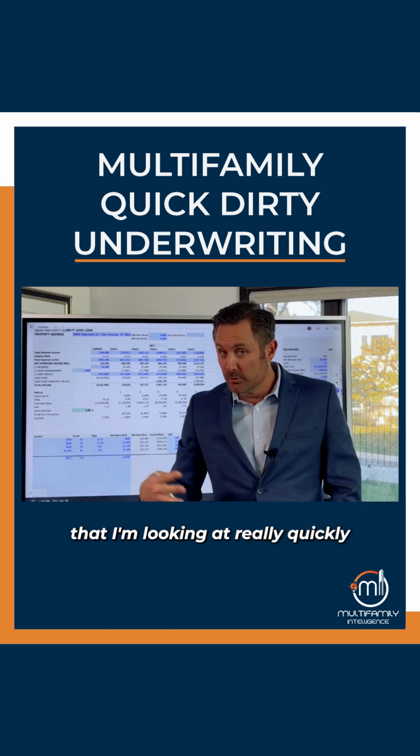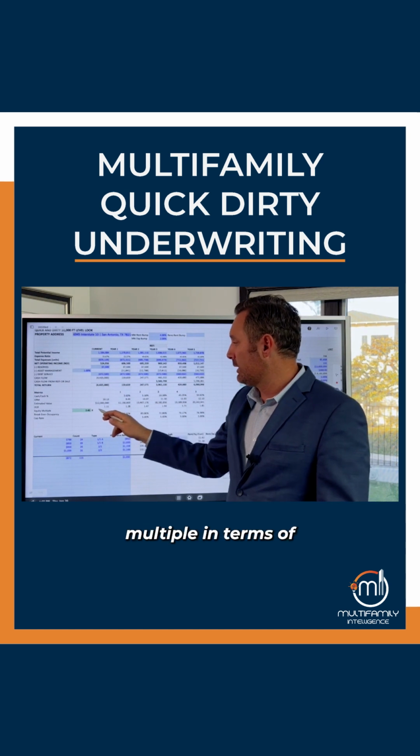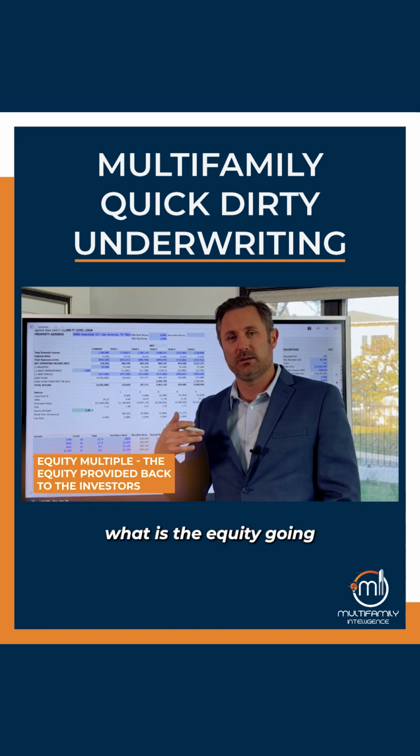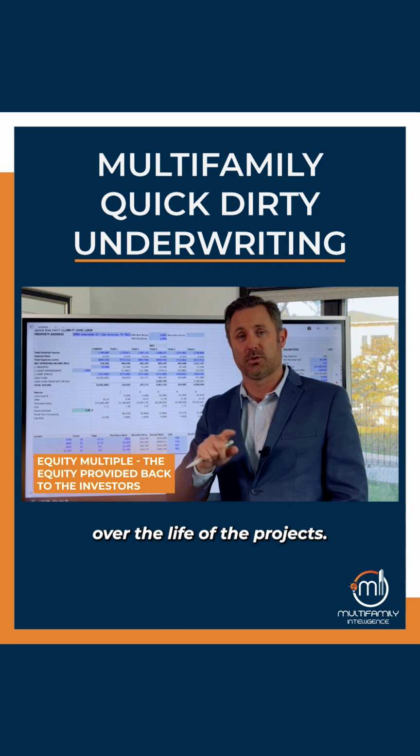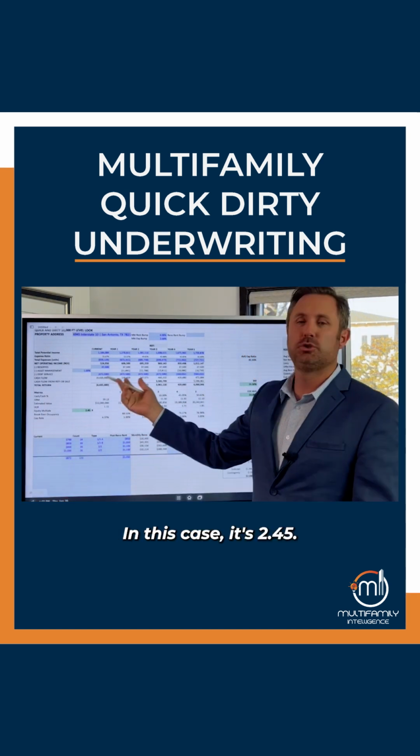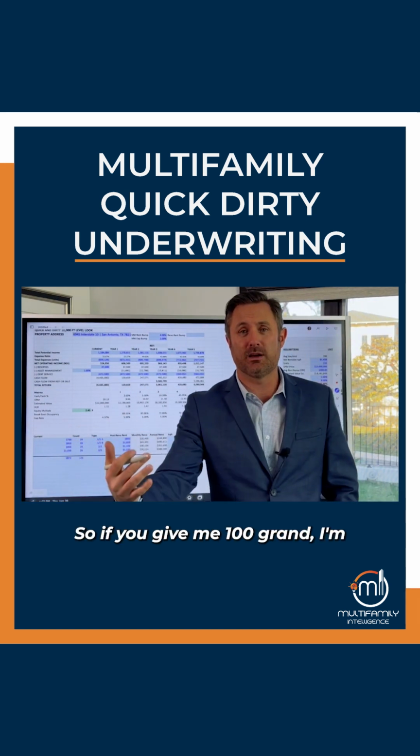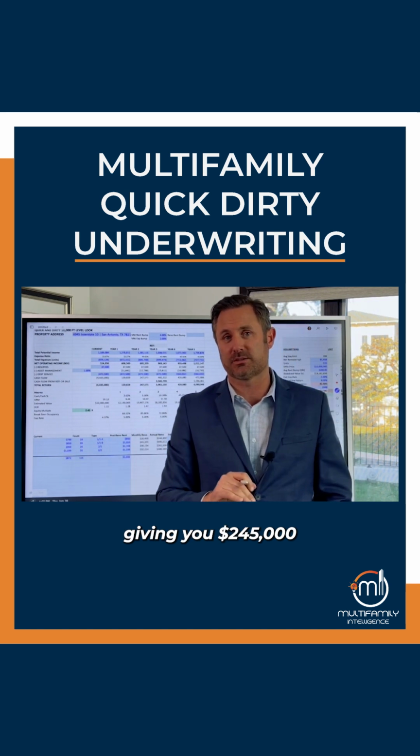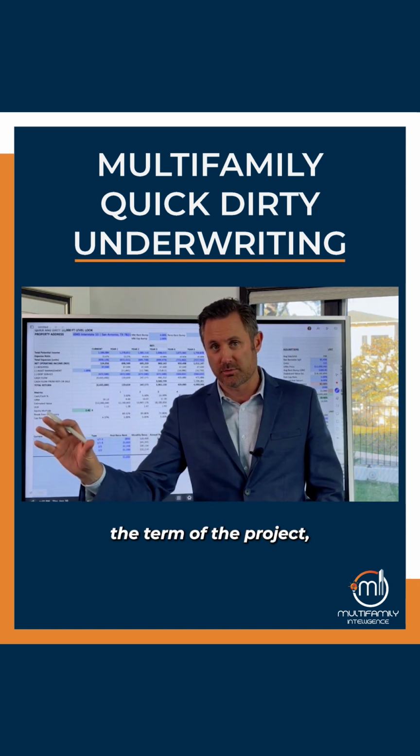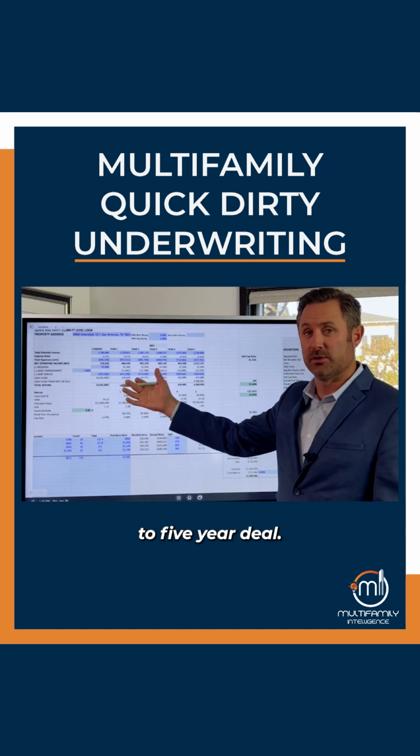Some metrics I'm looking at really quickly is our equity multiple, in terms of the equity we're going to provide back to investors over the life of the project. In this case, say it's 2.45. So if you give me $100,000, I'm giving you $245,000 back over the term of the project, which in this case is, say, a 3 to 5 year deal.